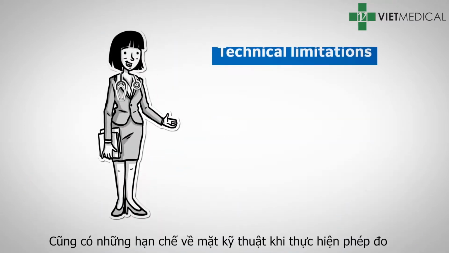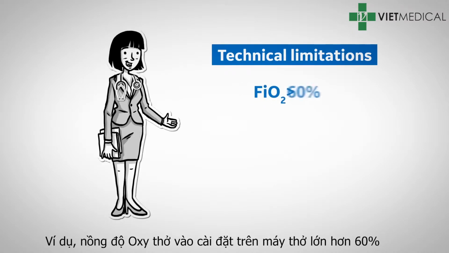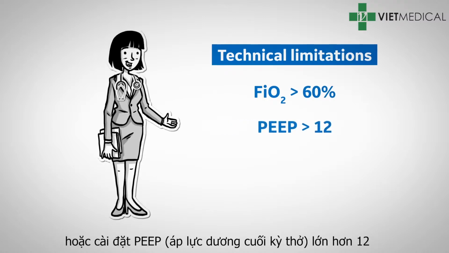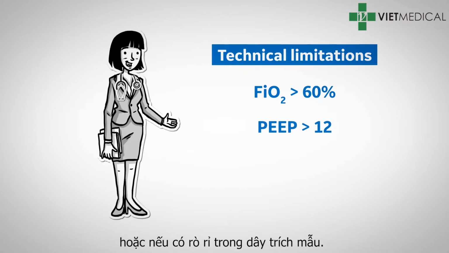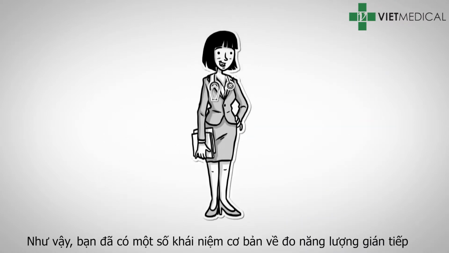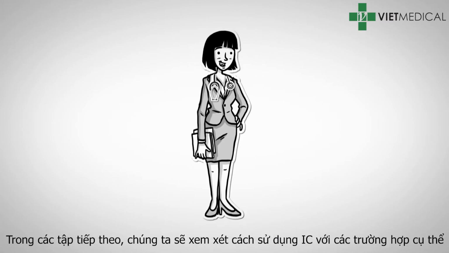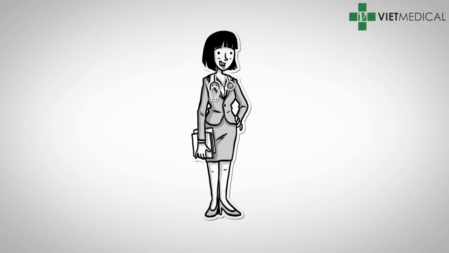There are also technical limitations that preclude measurement. For example, if the fraction of inspired oxygen on the mechanical ventilator is greater than 60%, or if PEEP, positive end expiratory pressure, is greater than 12, or if there are leaks in the sampling system. So there you have some indirect calorimetry basics. In upcoming episodes, we'll be looking at how to use IC with special needs scenarios.